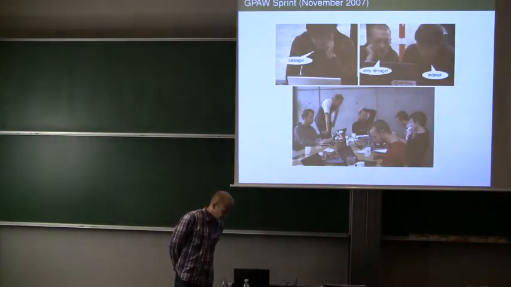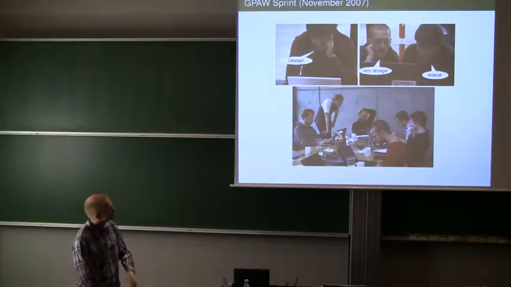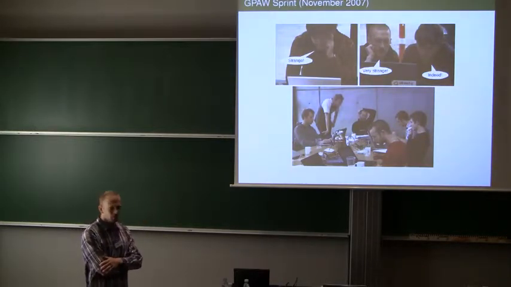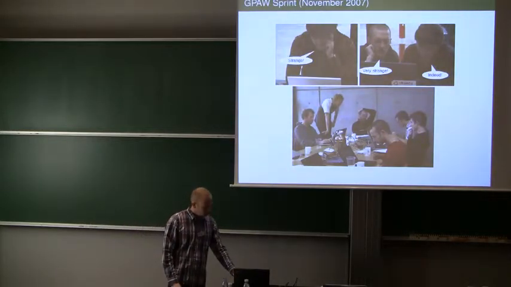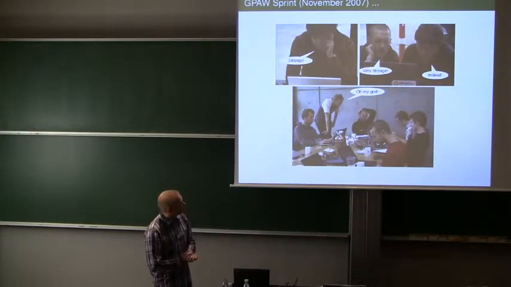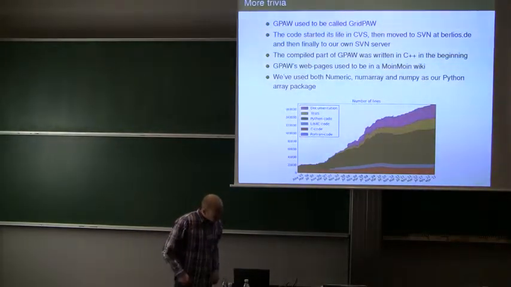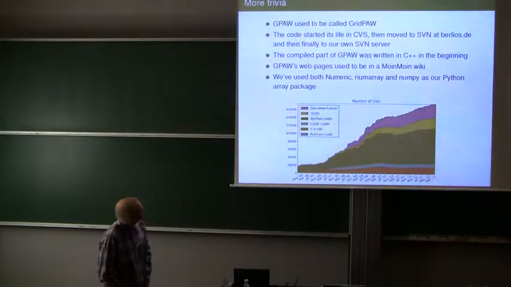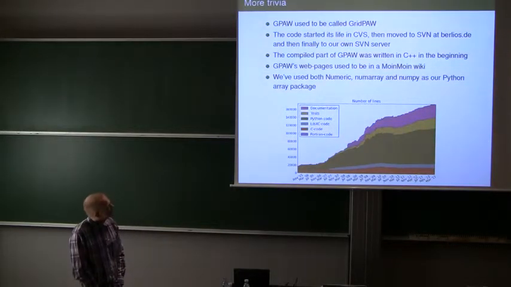So this is a picture I found from an old sprint we had here at Lyngby. It's of course quite scary to have other people look at your code, and I think if you really put work into it, you can actually master the code and make contributions. And I think Jesper just found a bug in the code there, so that's me. It used to be called GPAW, and that was actually a competition, where Jan Rossmeisl came up with the name GPAW. So we stuck with it now.